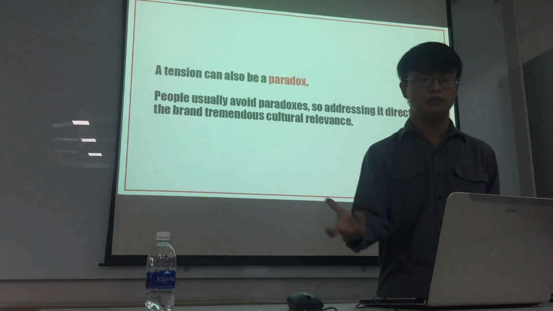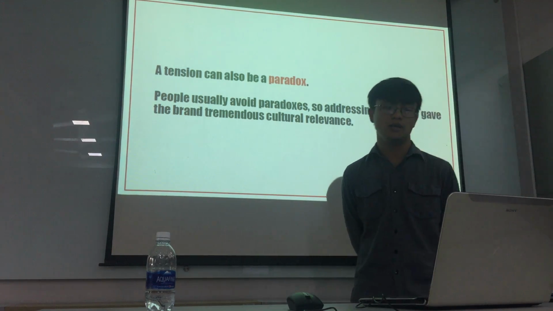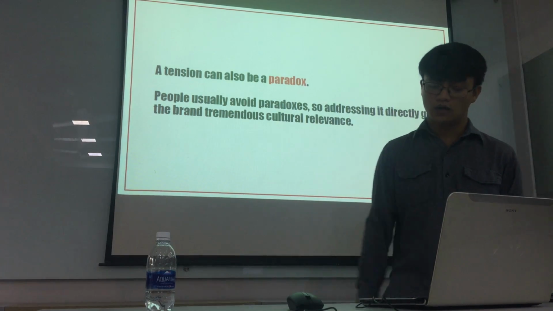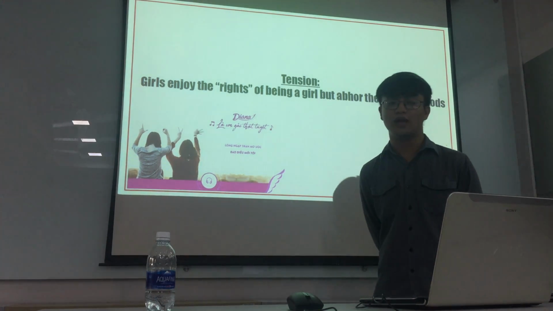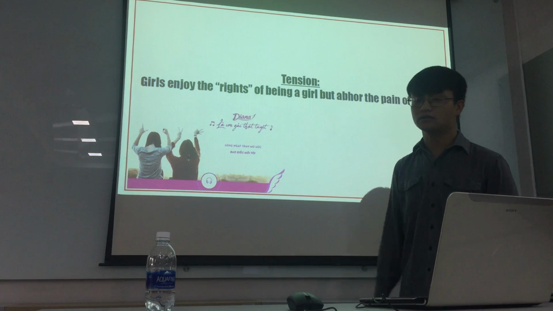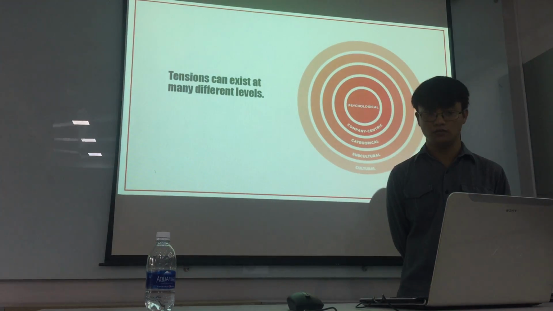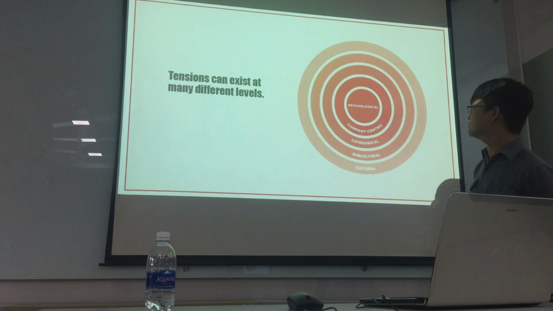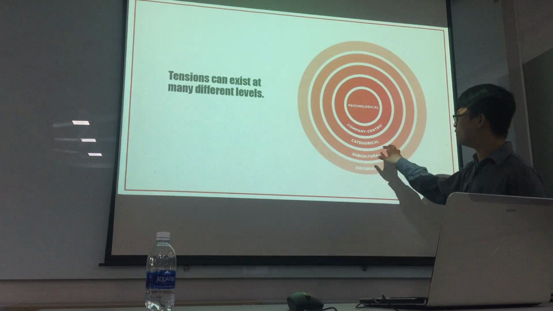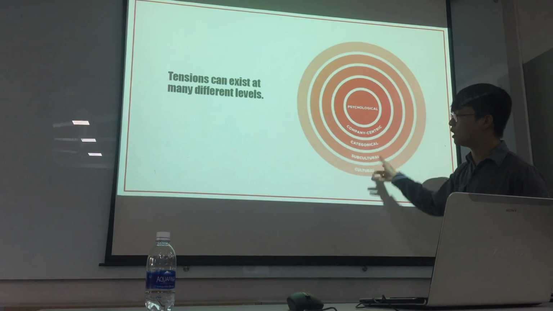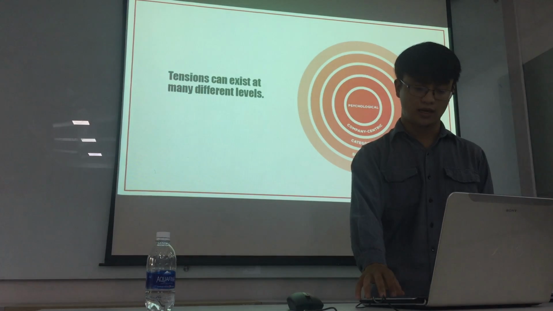A tension can be a paradox, and because people usually avoid paradox, addressing it directly gives the brand tremendous cultural relevance. One tension I like most is the tension of girls who enjoy the rise of being a girl but want to avoid the pain of periods. The brand Diana talks about this in its story. Tension can exist at many different levels, from deep psychological tension to bigger cultural tension. In between we have subcultural, categorical, and community-centric tension. I will talk about it later when we come to the case.